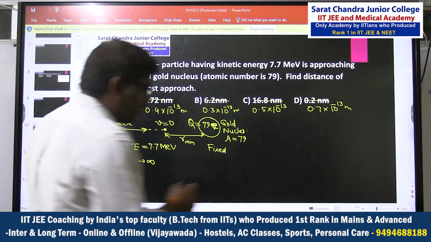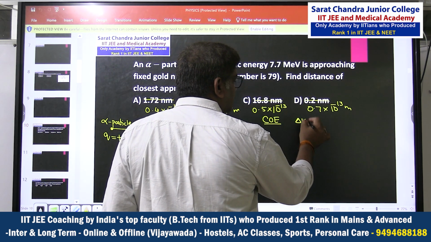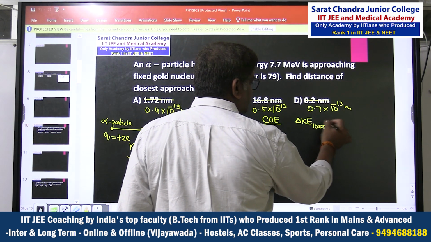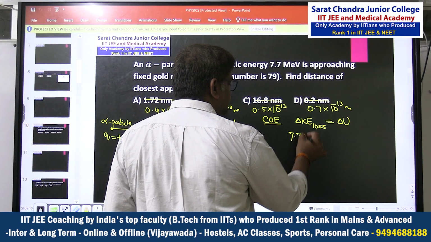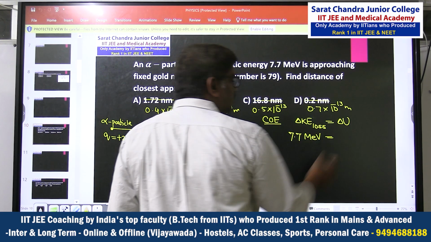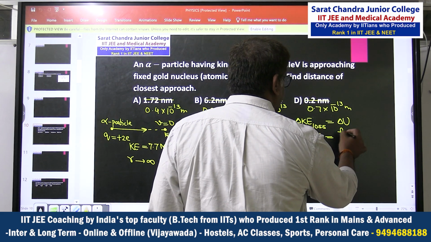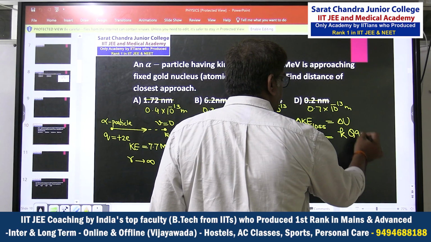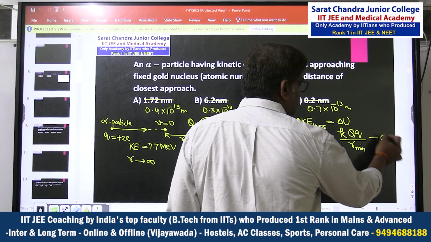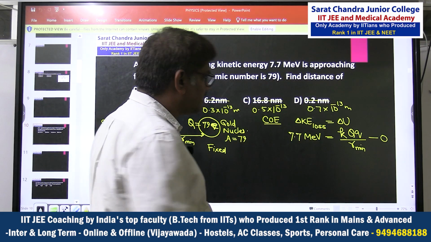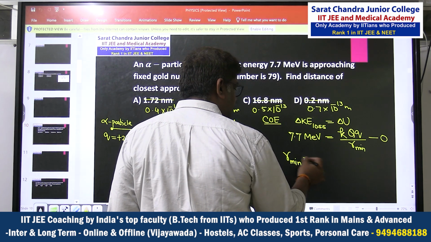So we can simply apply here conservation of energy, that loss in the kinetic energy is equal to gain in potential energy. Loss in the kinetic energy, magnitude wise, is 7.7 MeV, which is going into the potential energy gain, and that potential energy gain is K into Qq by R minimum, as the initial one will be 0 because of large distance. So for this R minimum, we can simply use this calculation.